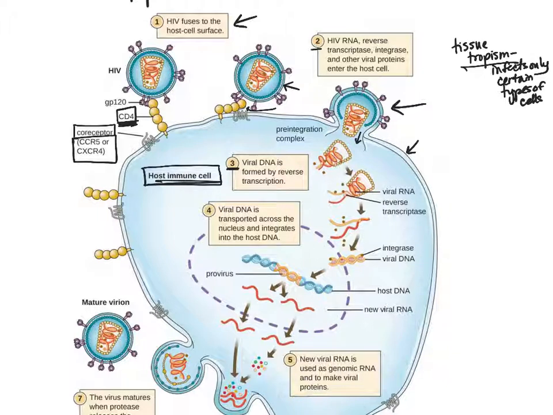In step 3 here, our viral DNA is formed by reverse transcription, right? So remember, we brought in reverse transcriptase with the viral RNA. Remember, what kind of RNA is this?